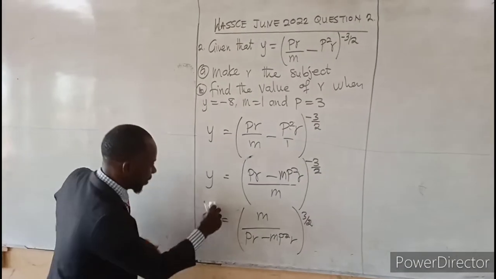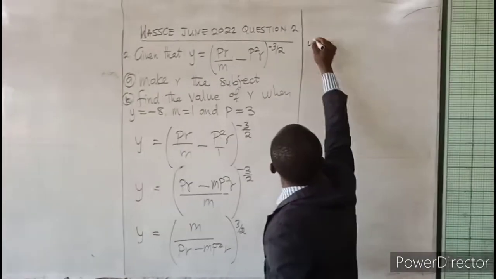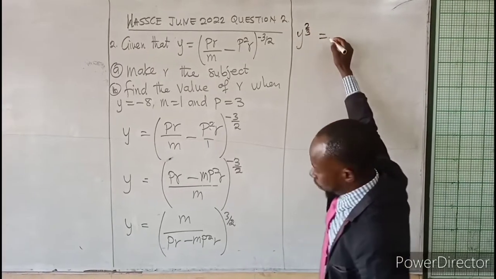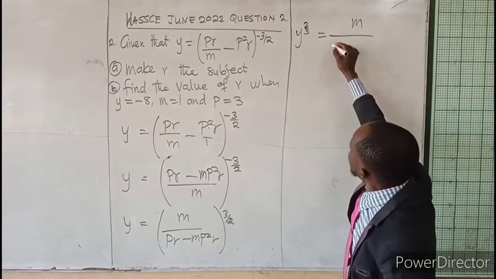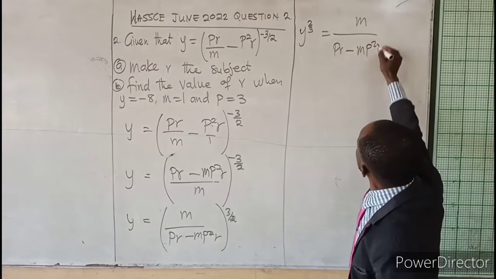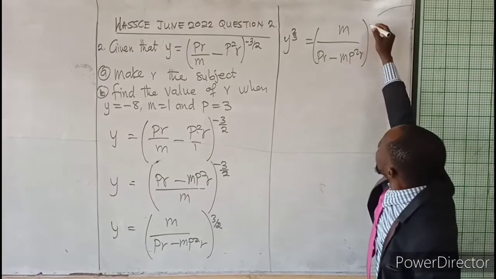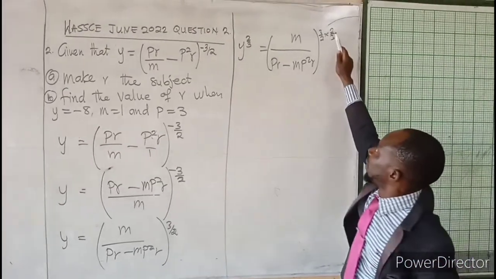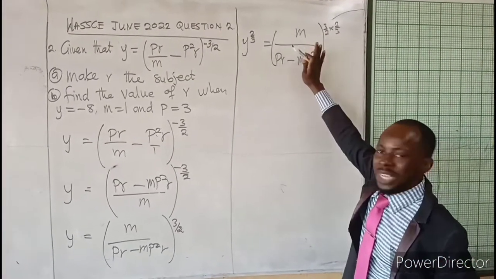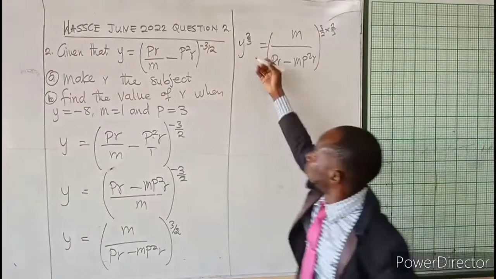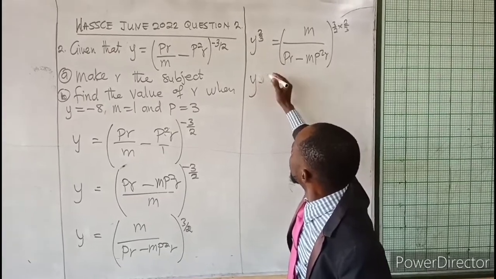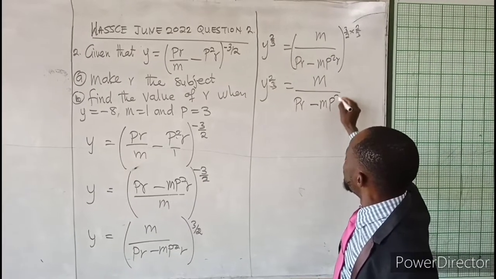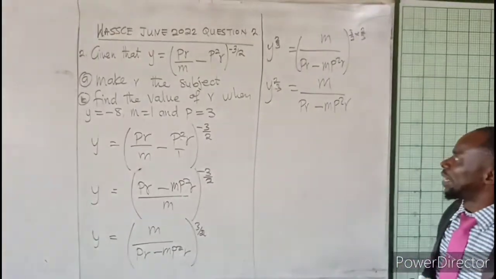Meaning, our equation is now going to be y to the power of the reciprocal of this, which will be 2 on 3, equals m all over PR minus mp squared r, all to the power 2 on 3. Our fraction is 3 on 2. The reciprocal will be 2 on 3. So in this case, the 2 will cancel the 2, and the 3 will cancel the 3. So our fraction is going to be without any exponent. So y to the power 2 on 3 equals m over PR minus mp squared r. Beautiful.